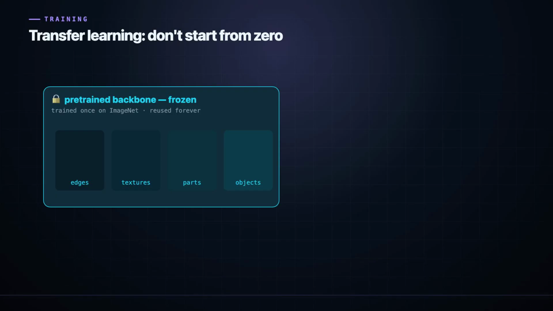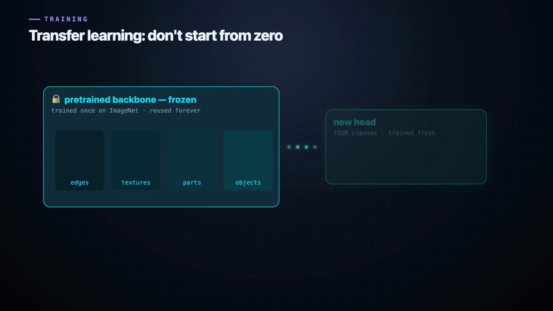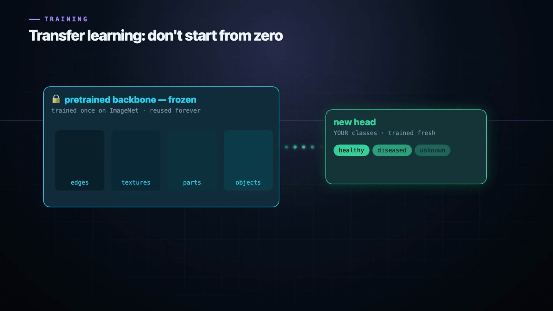Here is the move. Take that pre-trained network and freeze its backbone, lock those learned filters in place so training does not touch them. Then bolt a small new head onto the end, a fresh layer for your specific classes. Maybe healthy versus diseased leaves, maybe your company's products. And you train only that little head. Because the hard part, understanding images in general, is already done, you can learn your task from just a few hundred labeled examples in minutes on a single computer.